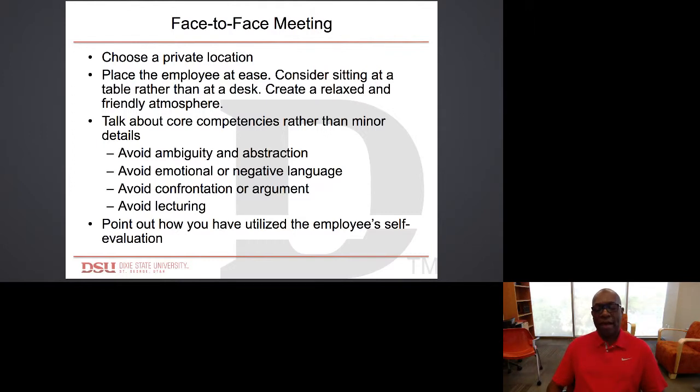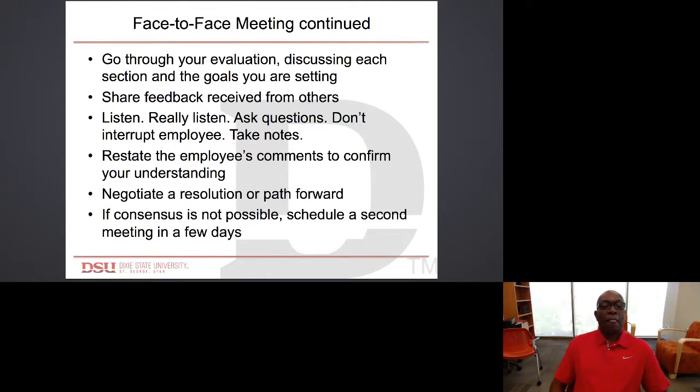Point out how you have utilized the employee's self-evaluation. Go through your evaluation, discussing each section and the goals you're setting. Share feedback received from others. Listen. Really listen. Ask questions. Don't interrupt the employee. Take notes. Restate the employee's comments to confirm your understanding. Negotiate a resolution or a path going forward. If consensus is not possible, schedule a second meeting in a few days.